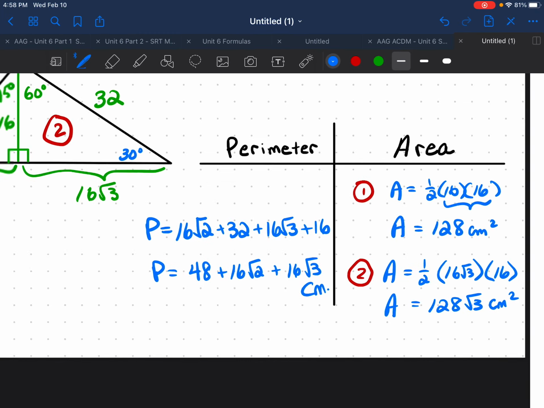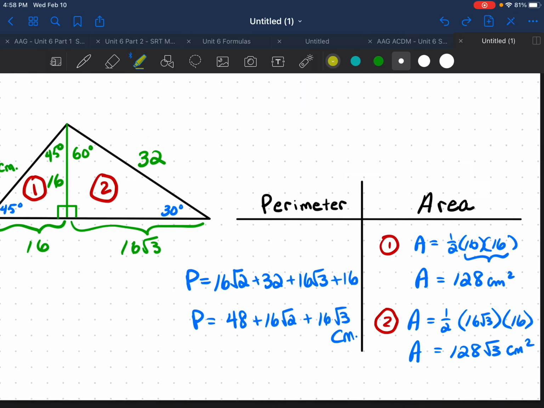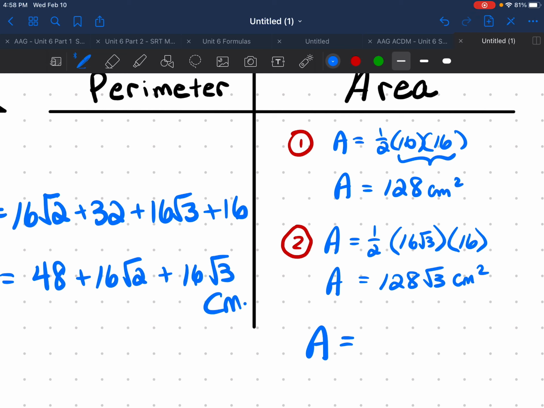Finally, we want the area of the entire triangle. So that's going to be all of this space on the inside. So the total area will be the area of triangle number 1 plus the area of triangle number 2. Our total area will be 128 plus 128 radical 3. Those are unlike terms because one is rational, the other is irrational, and that's going to be labeled with centimeters squared, and that's our final.